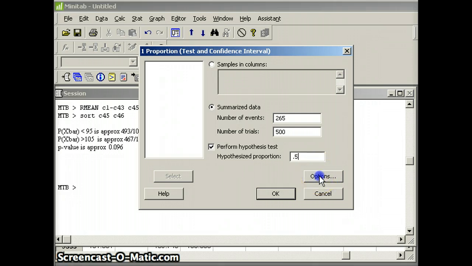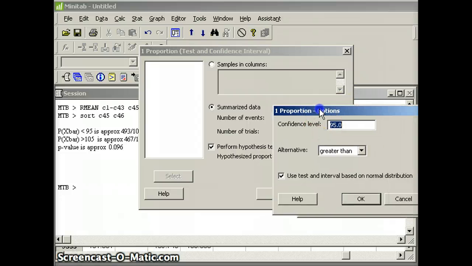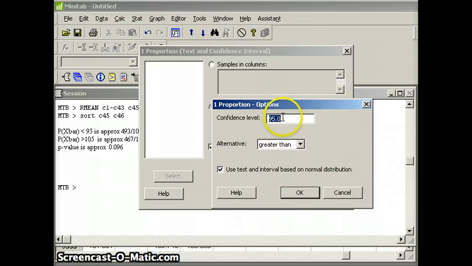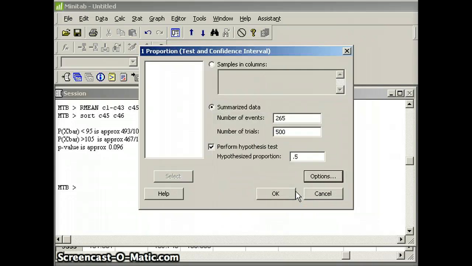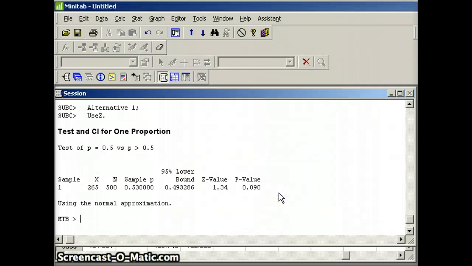Then we're going to go to Options. Confidence level is 95. Well, that's for the interval, which isn't quite relevant here. But I do have 3 choices for the alternate hypothesis. Could be less than, could be not equal, could be greater than, and I'm choosing greater than. Then you'll also notice we have this button. This button is to use the test and interval based on the normal distribution, which is what we typically do, appealing to the normal approximation to the binomial. So we're going to say OK here. We're going to say OK here.